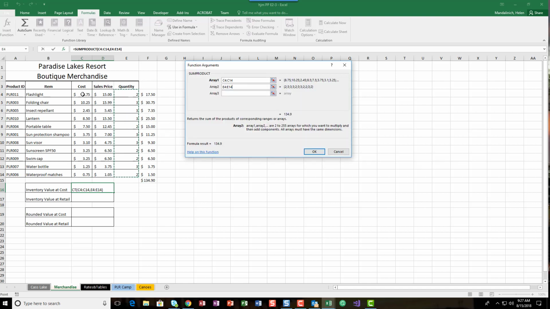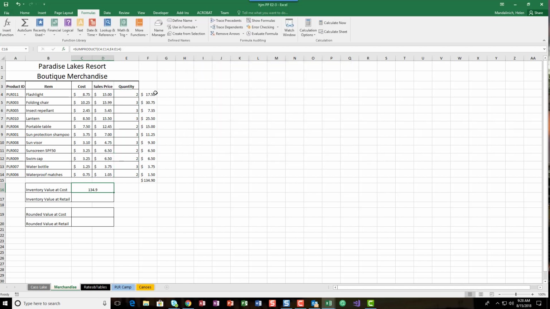So how the system does it is the first element in the first array, 875, matches up with the first element in the second array. Now, they happen to be next to each other, but they don't have to be. They just have to be in the same order, right? So the flashlight cost and the flashlight quantity have to both be the first element in the arrays. The lanterns have to be the 1, 2, 3, 4th element, right? They don't have to be next to each other like this, but they do have to be in the same order, and they have to have the same number of elements. So look, 134, that's what we got when we did it longhand. Perfect, it matched up. So I'm going to get rid of that.